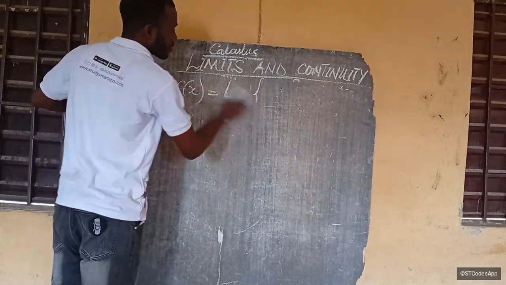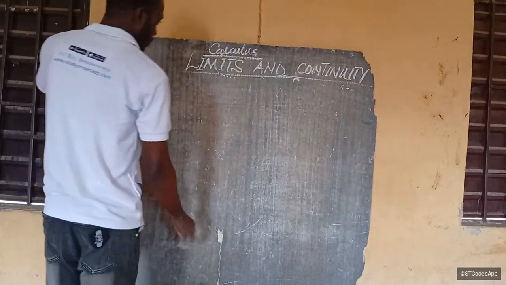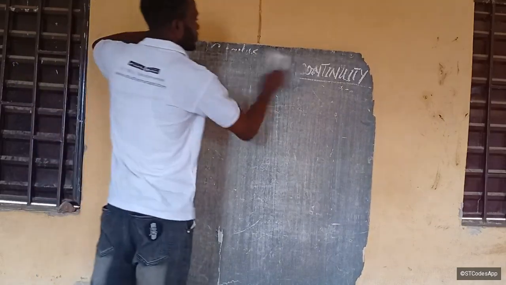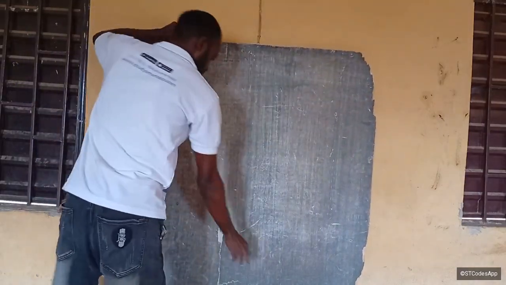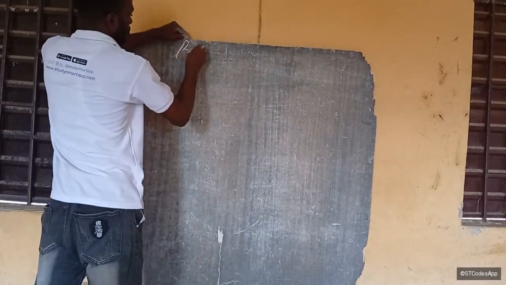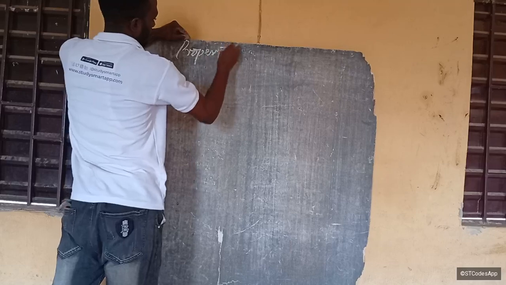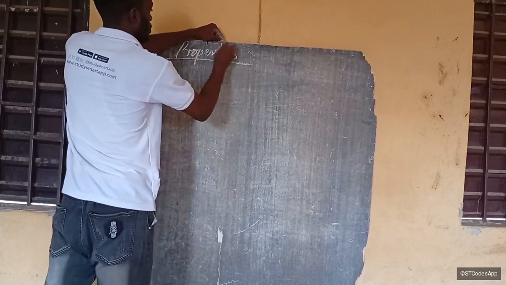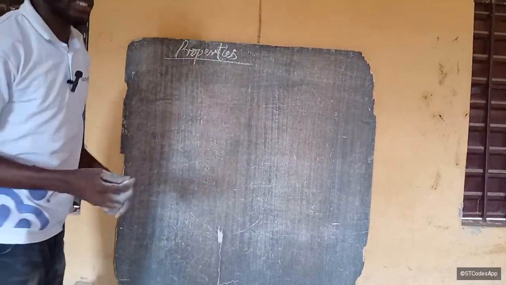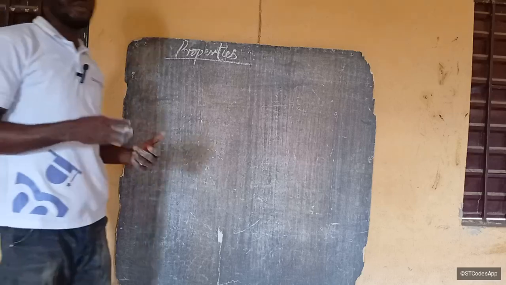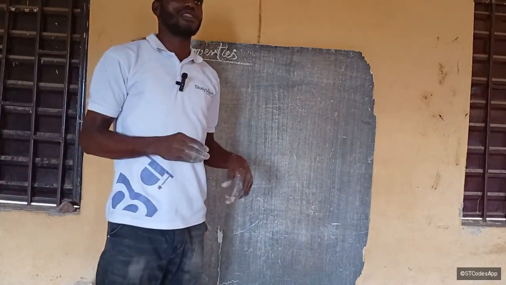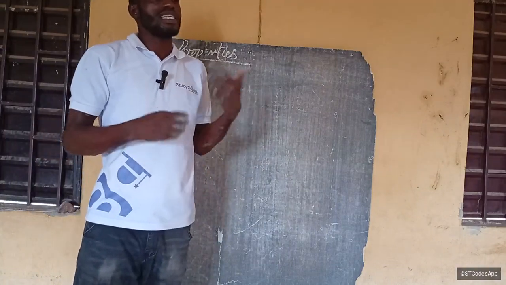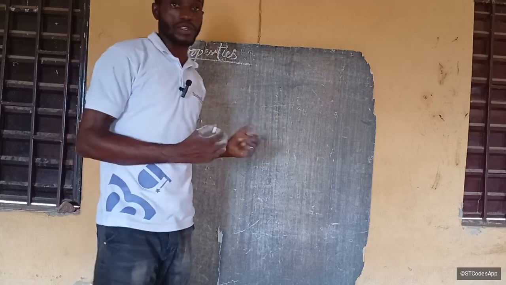Now, let's take some properties of limits. Now, what are the properties of limits? The properties of limits are basically mathematically correct statements about limits. Those are the properties of limits.